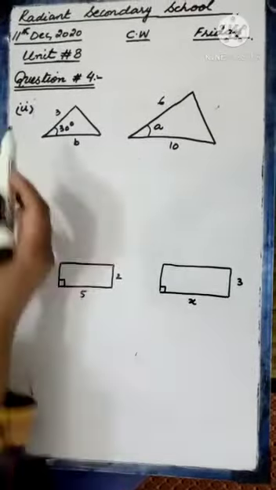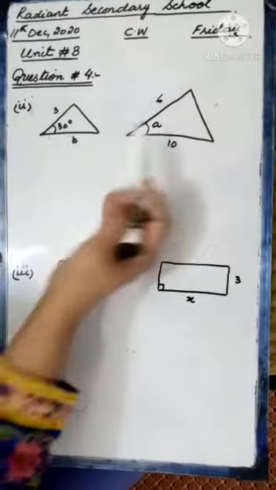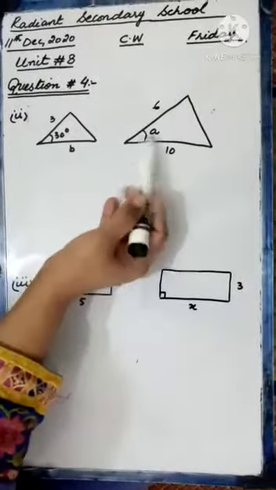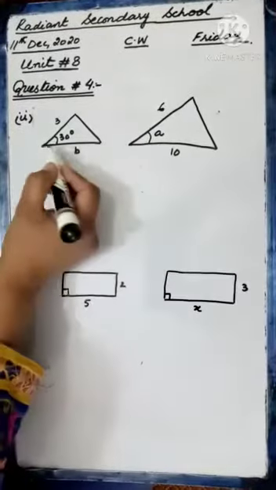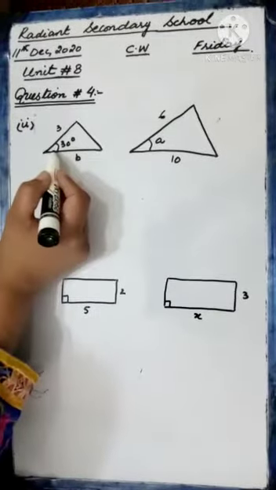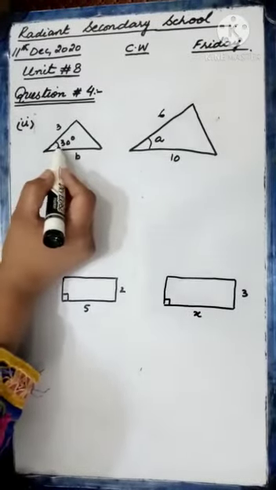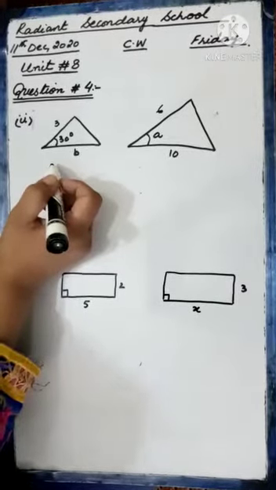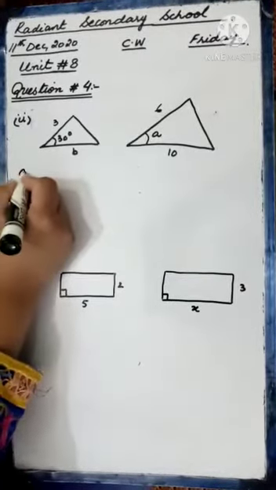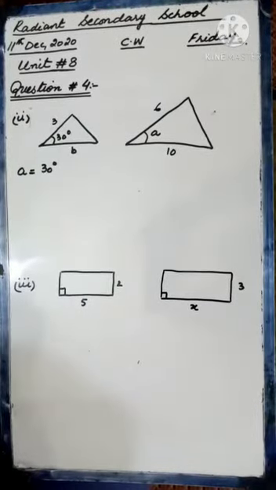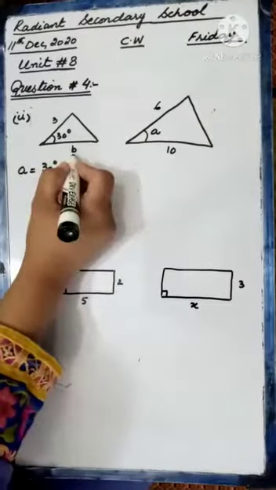Now students, in part number 2, the variables are first an angle and then this side, A and B. First of all, you can see this is angle A, and in this triangle the angle is 30. You know that in similar figures all the corresponding angles are equal. So first of all, A will be equal to 30 degrees. Clear? Now we have to find the value of B.